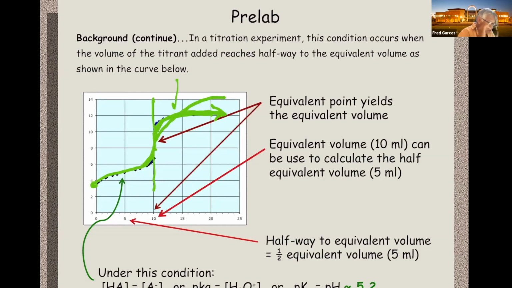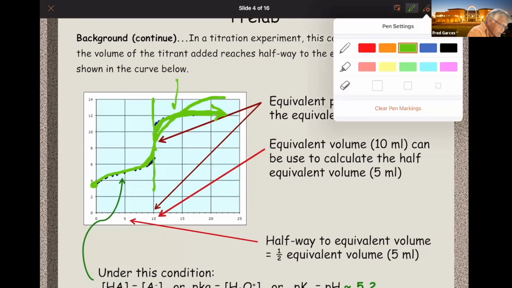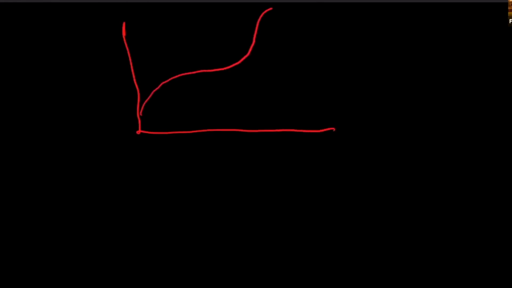But the video itself will go past the equivalence point, and then you can analyze this. Then there's another thing that is important here. And the other thing that is important is the following. Suppose we have our titration, and it looks like this, and we know the equivalent volume of the titrant.